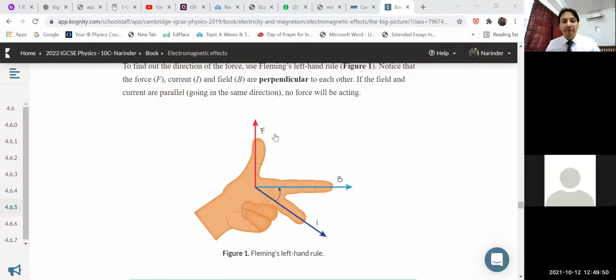Let me explain the Fleming left-hand rule, children. To find out the direction of force on a conductor placed in a magnetic field, there is a rule called the Fleming left-hand rule. Left hand means left hand. This is my left hand, and you have to arrange it so that the thumb, first finger, and second finger are according to this diagram. First finger is the index finger, second finger is the middle finger. Please remember these names.